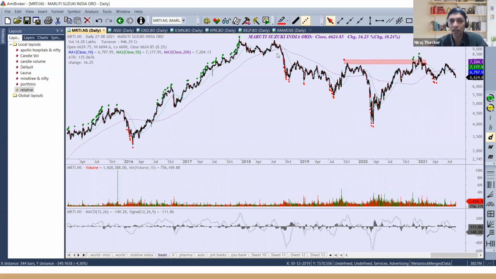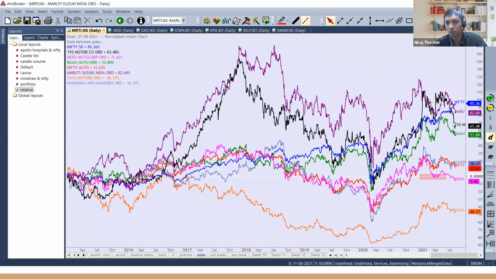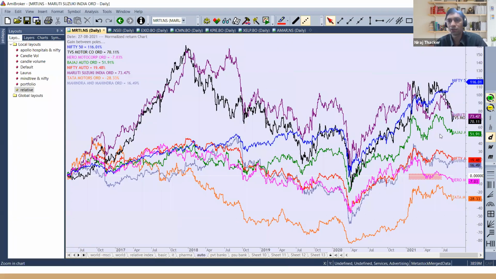So you stay away unless it breaks this portion and stays there continuously. You should not enter Maruti, correct? And if you want to be in auto only, then see which is the best performing stock in auto. So best performing is Tata Motors. So you should try to see opportunities in Tata Motors basically.